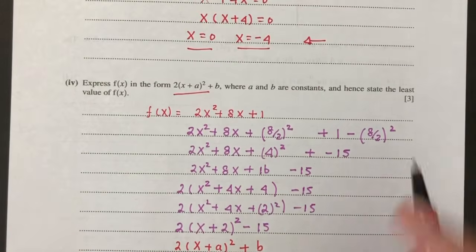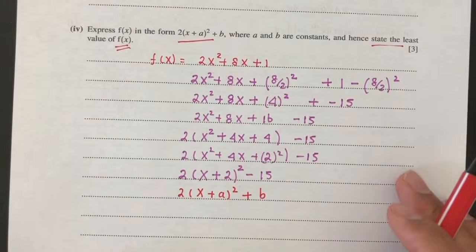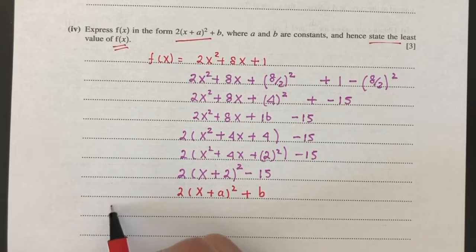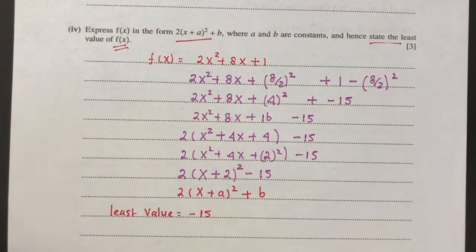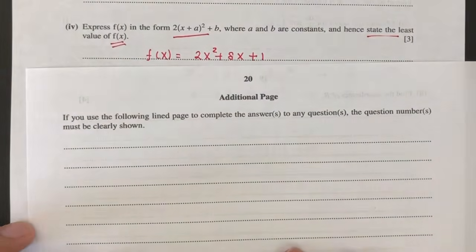So it says, hence state the least value of f of x. The least value of f of x will be this one, minus 15. But let's check. I think I made a mistake somewhere. Let's verify. Let's have a new page and see where I may have made a mistake on this one. Okay, so one more time. Let's try to do this one more time.